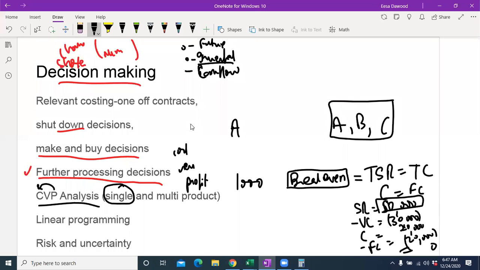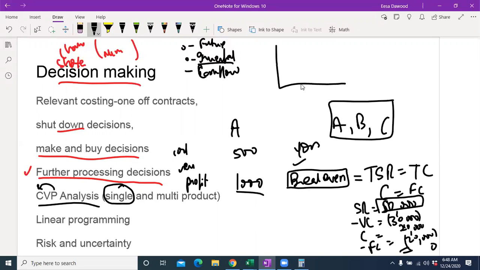Even if I open up a bakery store or any restaurant, I need to know my minimum activity level at which I will be at a break even. So cost volume profit analysis gives you an understanding of the activity level at which you will be at break even. And for example, if I'm selling 500 units, definitely I'll be at a loss.